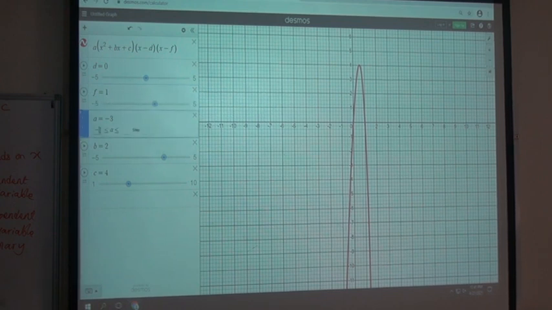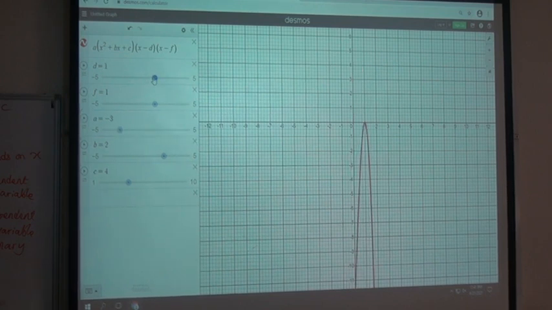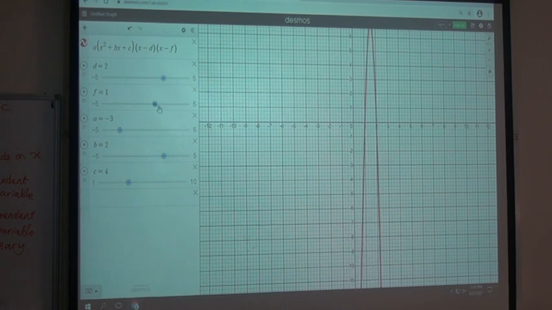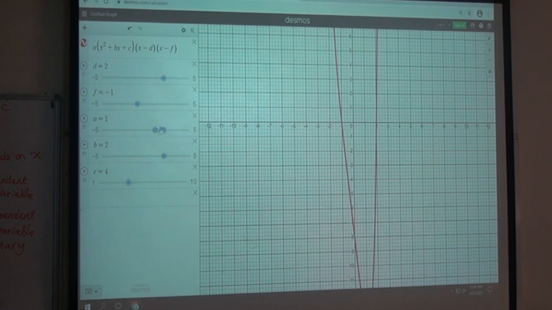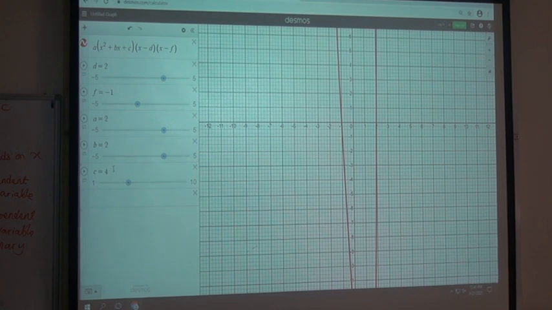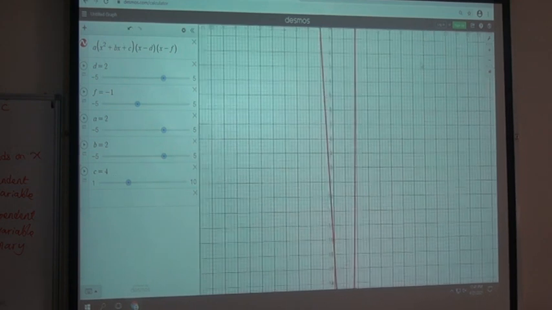Okay, let's do the same for A, minus 5 to 5, step 1. Now, let's say my D is 2, and my F is minus 1. So those are the 2 intersects, right? My A, let's keep that as positive for now. Then my b squared is 4 minus 4AC. That will be 4 times 4, 16, right? So this should be it.